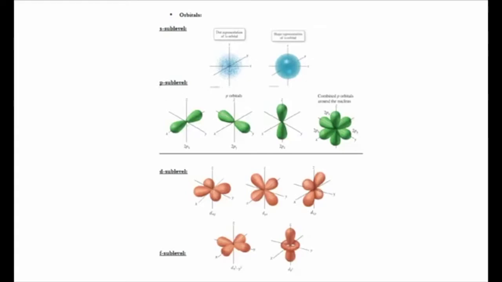For P, for example, they're most likely going to be found in this dumbbell shape, either along the x-axis, the y-axis, or the z-axis, and this is actually what this sublevel looks like. The green is where they're most likely going to be found. D gets even crazier with shapes, and F I don't even show you. So these letters are your sublevels, and orbitals, the official definition, is the 3D volume where electrons are most likely to be found. So I'll write that out for you: the 3D volume where electrons are most likely to be found.